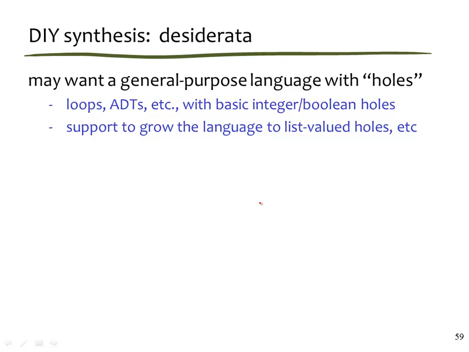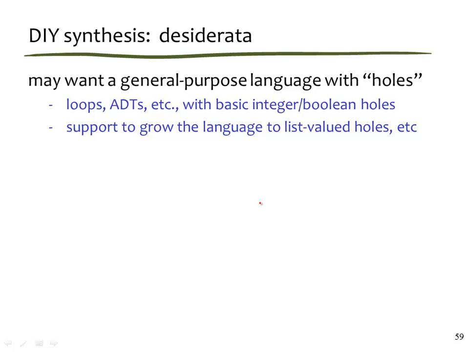Maybe you want a general purpose language like Sketch that's going to have some holes, it's going to have loops, ADTs, perhaps mutation, perhaps Boolean integer holes, and so on and so forth, but maybe not. I mean, it really depends on what you're trying to do. Maybe your synthesis language is very, very simple. But what we really want to have is some kind of support to grow the language to support different kinds of holes, like list valued holes.